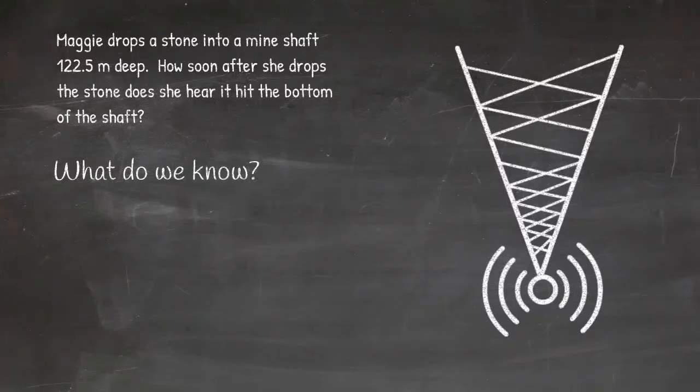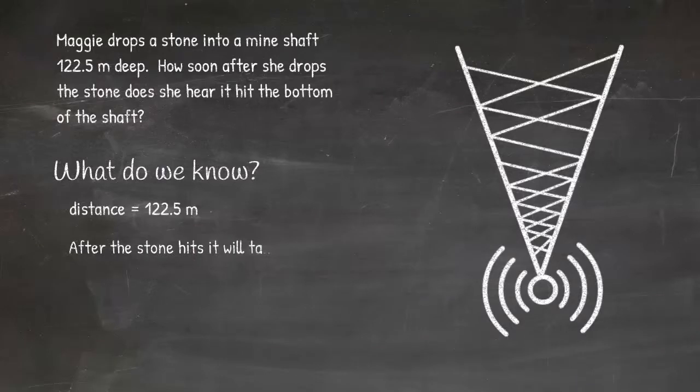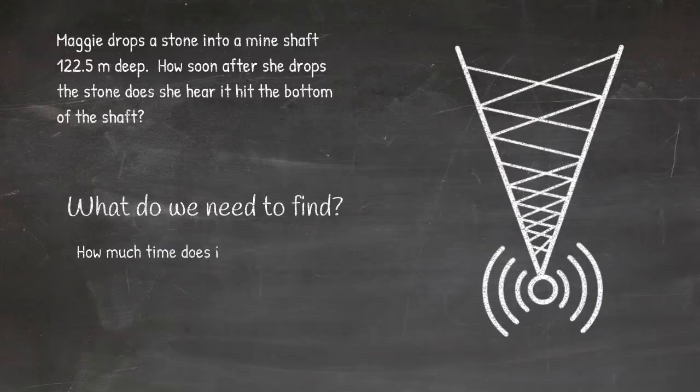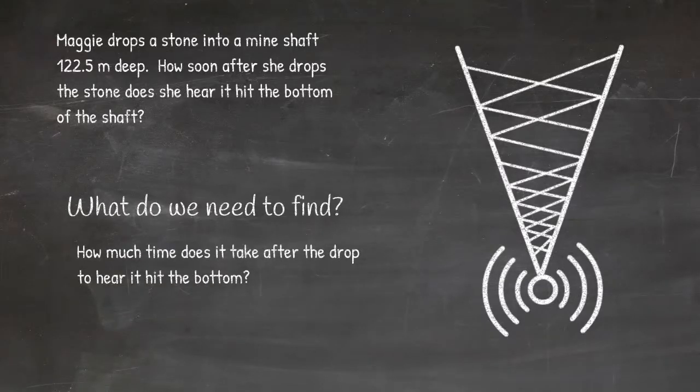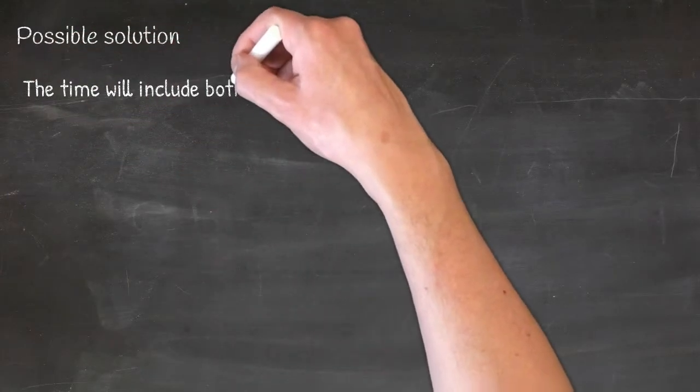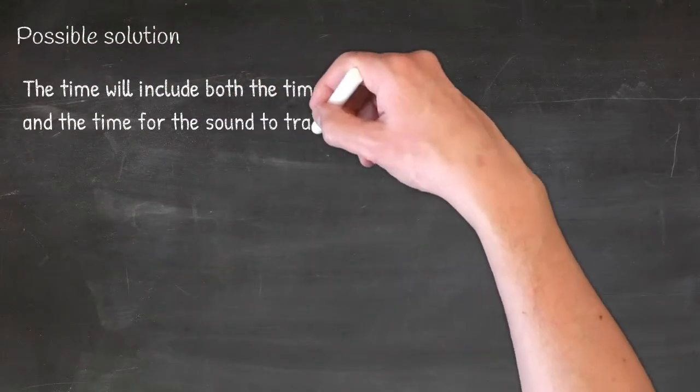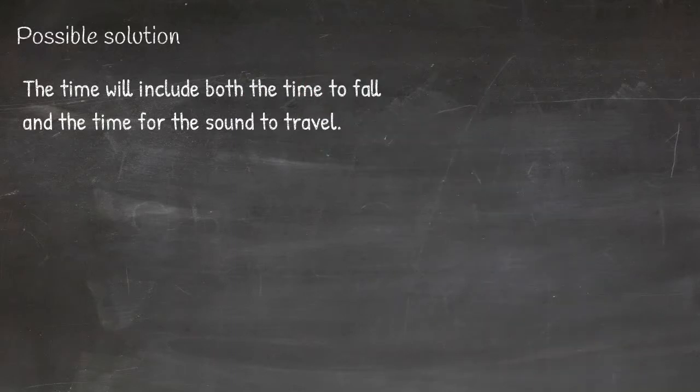We start with what do we know? Maggie's stone is going to fall a distance of 122.5 meters. And after the stone hits the bottom, it will take time for the sound to come back up to the top so that she can hear it. What we want to find is the total time from when she releases to when she hears the stone fall. Now, in the possible solution, we will have to include the time of both the fall of the stone into the shaft, and the time for the sound to travel back after it makes the noise at the bottom.